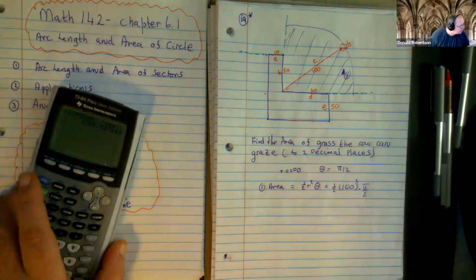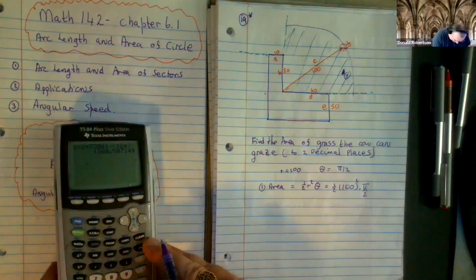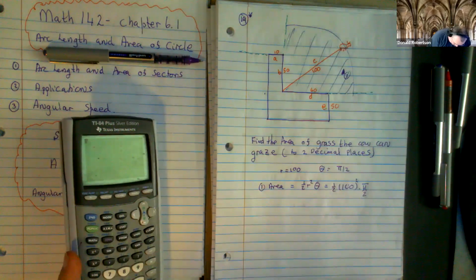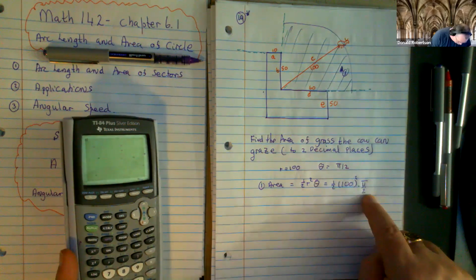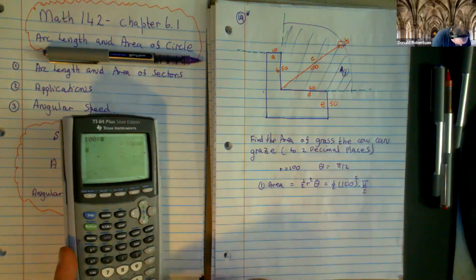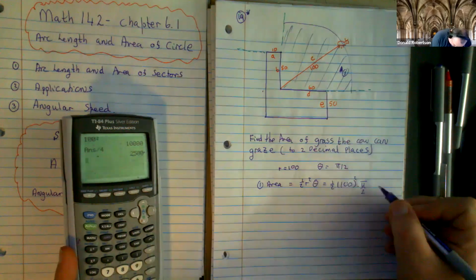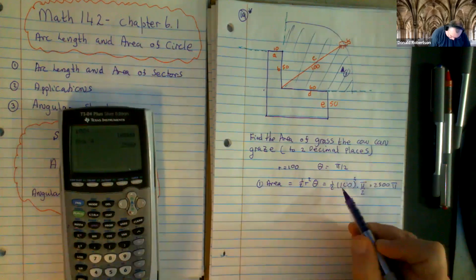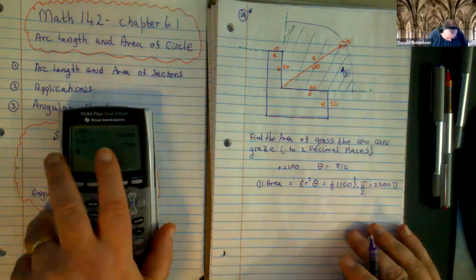I'll go to my calculator for this one. Oh wait a minute, that's a quarter. So I'll go 100 squared, which is that number, divide it by 4, and I'll just leave it as a multiple of pi. A half times 100 squared gets you 2500 pi. That's good.